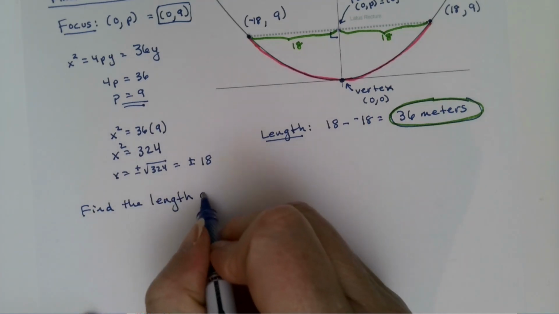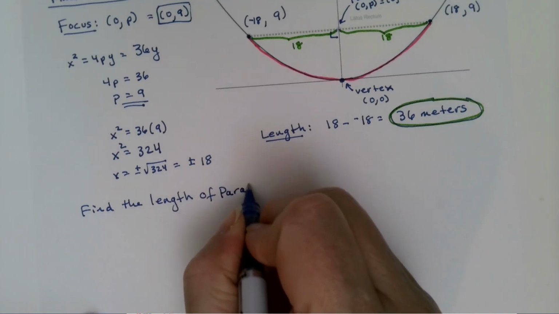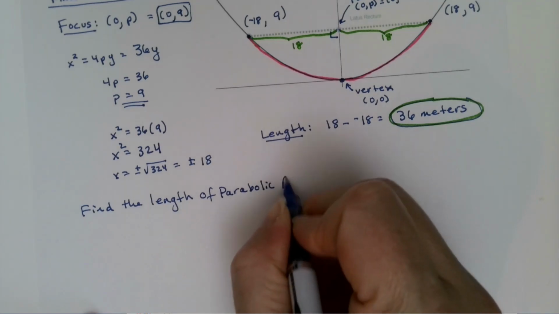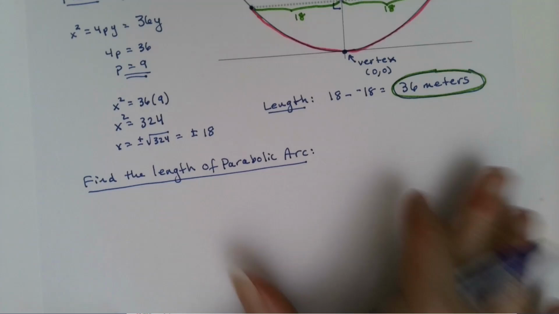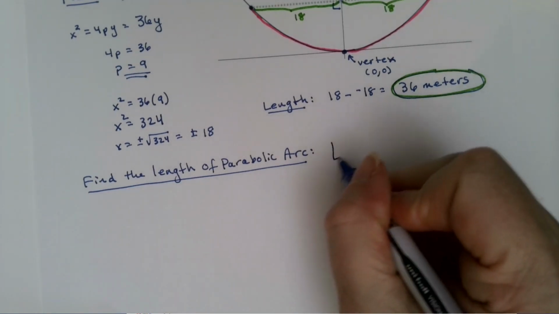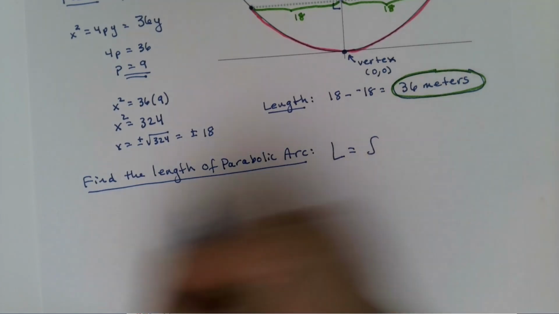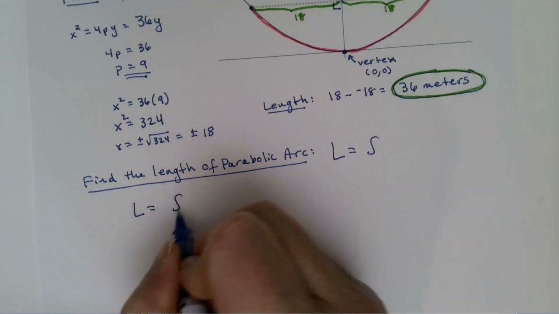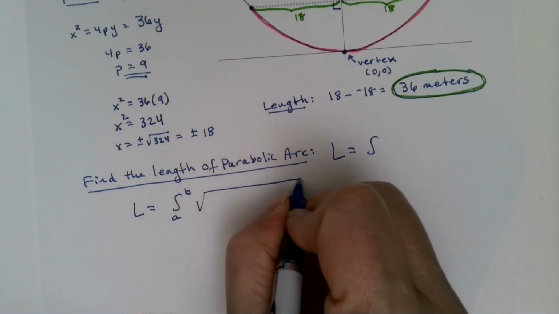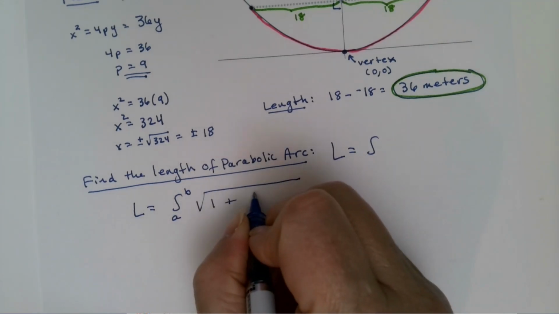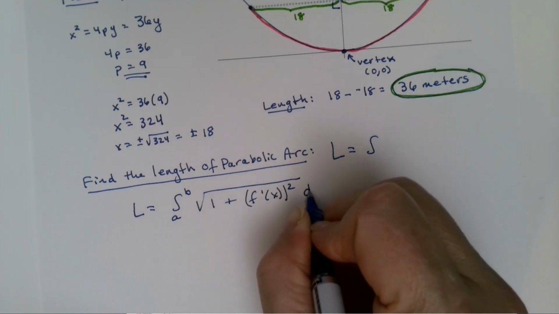Length of parabolic arcs are very important for trajectories, by the way. We'll talk about that. Okay, well, arc length, we've learned that formula before, is, well, I'll just put it over here. It's the integral from a to b of the square root of 1 plus f prime of x squared dx.